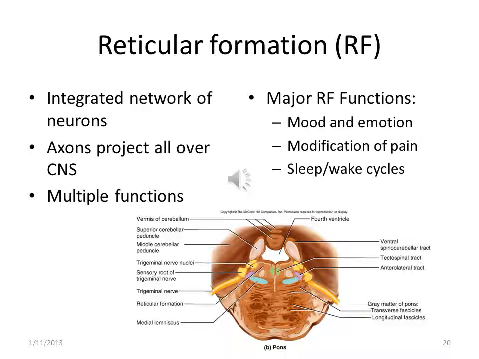The reticular formation, or RF, is a complex network of neurons that's found within the pons, but that projects all over the central nervous system. It has lots of different functions. The 3 that you need to know are listed here on the slide. It controls mood and emotion, it helps to modify pain, and it is important for sleeping and waking.